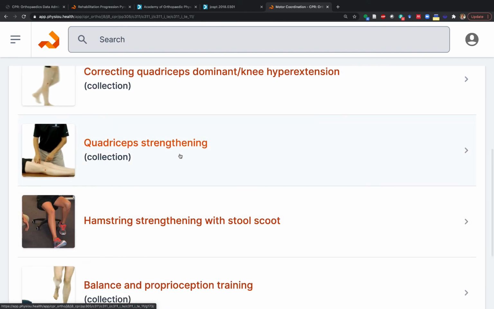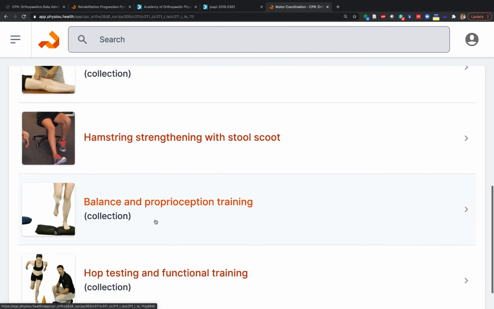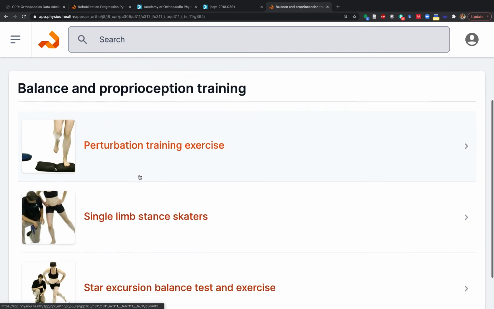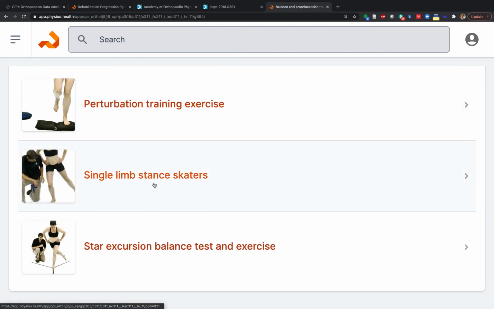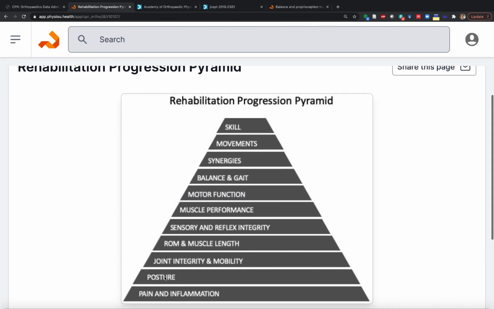Then if you move into motor coordination, you'll see that we want to train the patient to address the movement faults that may have predisposed them to injury. And of course, there's quadriceps strengthening, hamstring strengthening, balance and proprioceptive training, single limb stance, skaters, perturbation training on different surfaces, star excursion balance test, which is an assessment as well as a great exercise. So you can see you're marching your way up the pyramid with your interventions. Restore mobility, restore strength, now work on balance and gait, and then higher level functional activities.